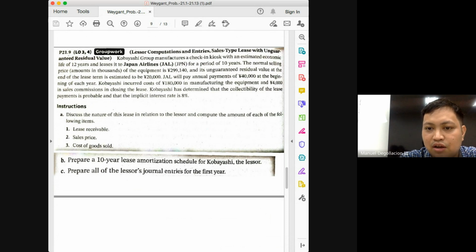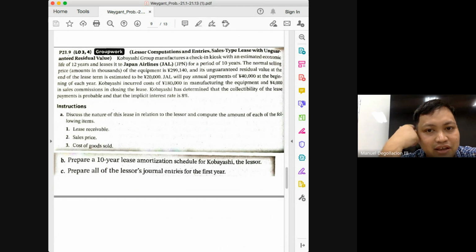Still get the present value of the lease payments. Okay, and then what is our lease payments here? We have the periodic payment. How much is the periodic payment? The normal selling price is 299,140. What is the 299,140 here? This would be your fair value, correct? And its unguaranteed residual value at the end of the lease term is estimated to be 20.